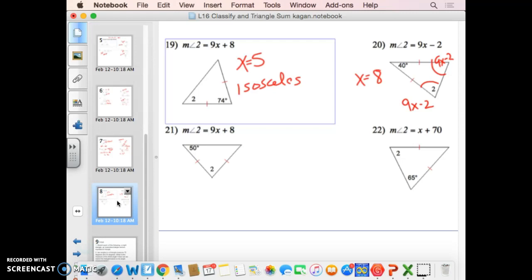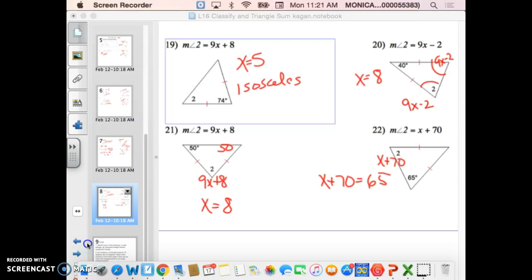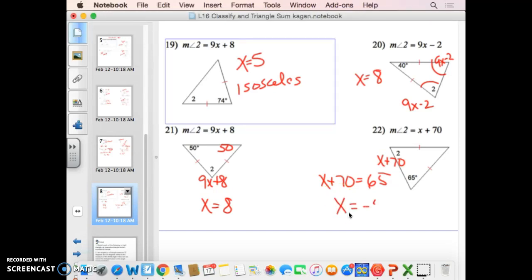This is my vertex angle, so 9x plus 8 is my vertex angle, but then these are my base angles. So if this is 50, this is also 50. So you'd add all 3 together, part plus part plus part equals whole, which is 180. So x equals 8. And then over here, this is my base angle, and this is x plus 70. And what I know about these 2 angles is they're going to be equal to each other. So I don't need to know what my vertex angle is. I can just say x plus 70 equals 65. So when you subtract 70, you get x equals -5.